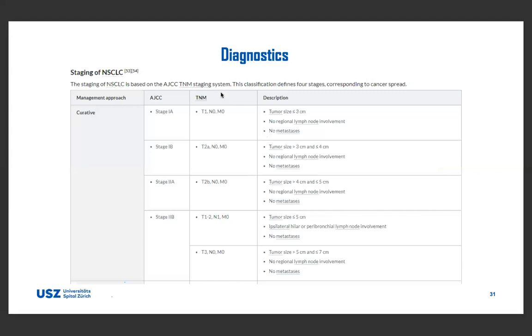So if we understand our TNM staging, as already mentioned, for example, T1 would be a patient with a tumor smaller than 3 centimeters, no lymph node involvement, no metastasis, then here's stage 1. This is early stage. What is stage 1B? It means it's T2A, means the tumor is bigger than 3 centimeters but smaller than 4 centimeters, and no lymph nodes, no metastasis. It's also early stage. And then we go to stage 2.